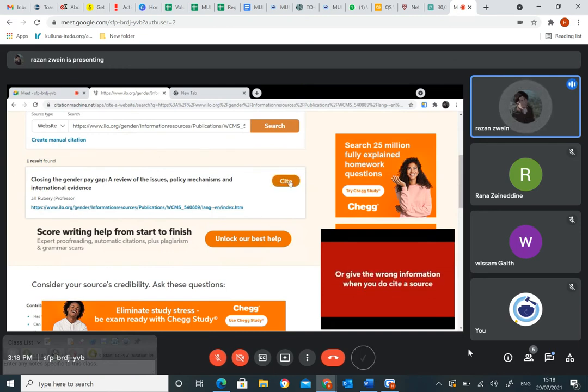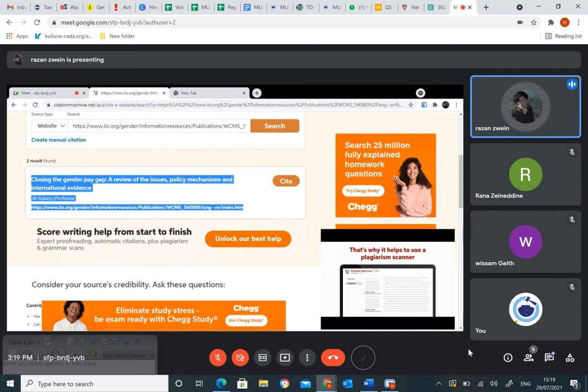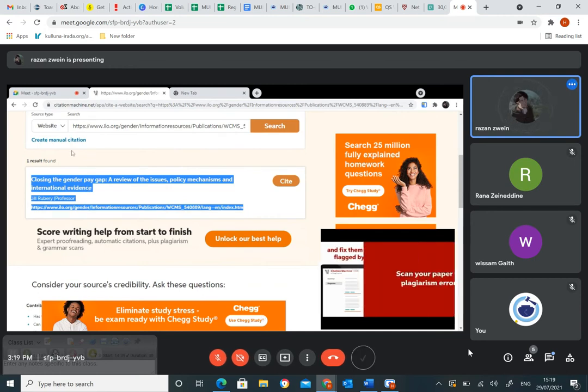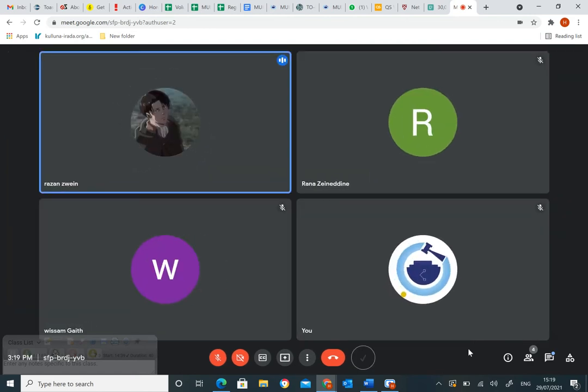You can either cite it, but that will actually produce a lot of ads, or you can just simply copy paste this and just paste it in your Word document or wherever you're writing your position paper. Any questions?